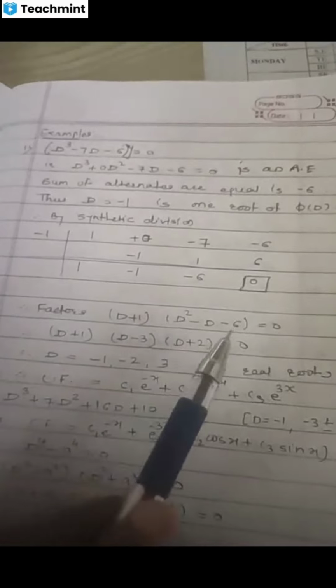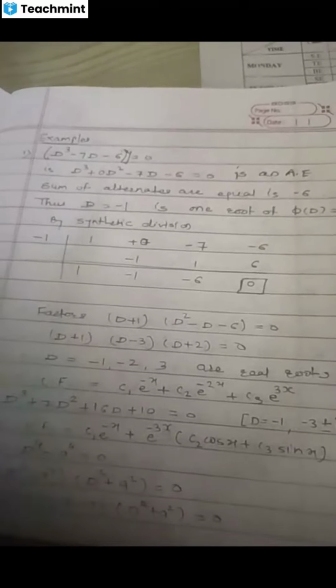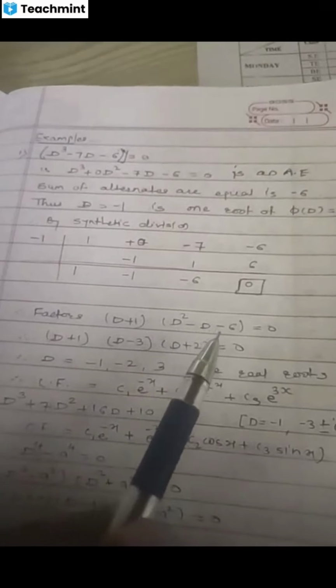And then the second term, these are the coefficients for the second term. Now the degree of the equation is reduced by 1, so the degree of the equation is now 2. The coefficient of d square is 1, the coefficient of d is minus 1, and this is the constant term. And so the equation is d square minus d minus 6.